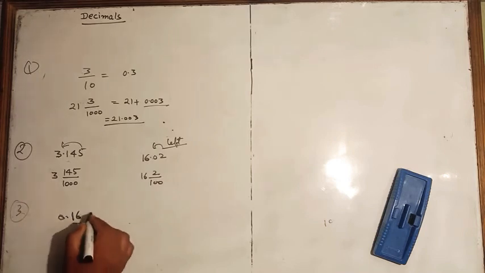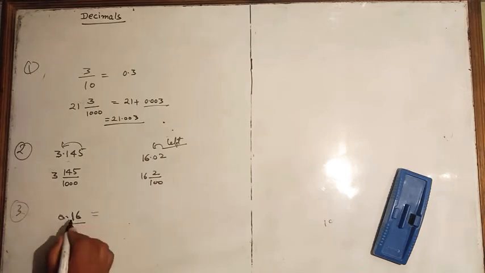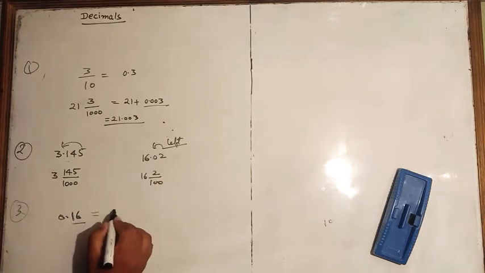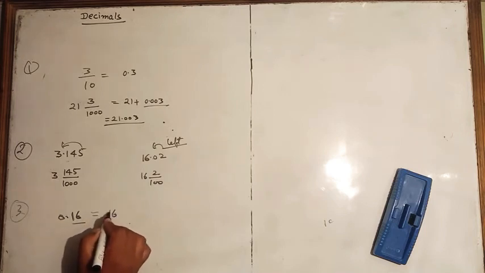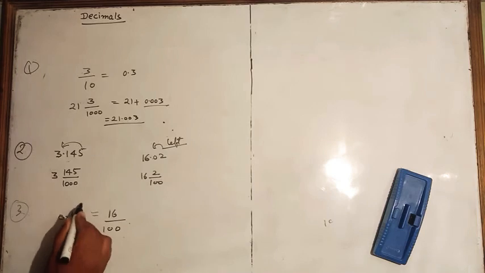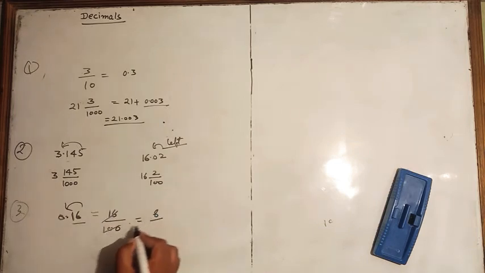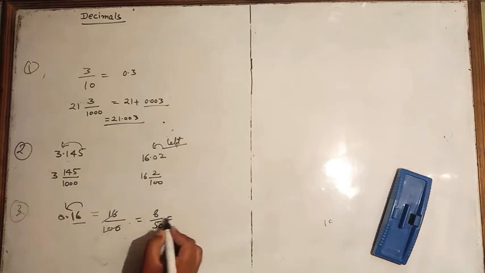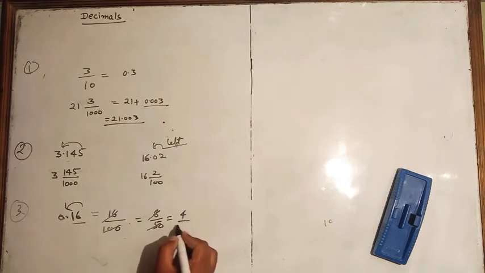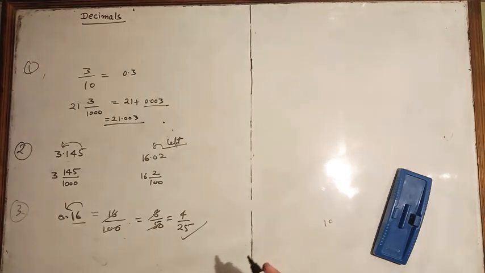How? See, in fraction how will we write? 0.16, 2 places, means it will be divided by which number? That will be 100, because 2 places to the left means it will be divided by 100. In lowest form what will it be? See, both are divisible by 2, so 8, 50, then again divisible by 2, 4 over 25. Now is it divisible? No, so the lowest form will be 4 upon 25.